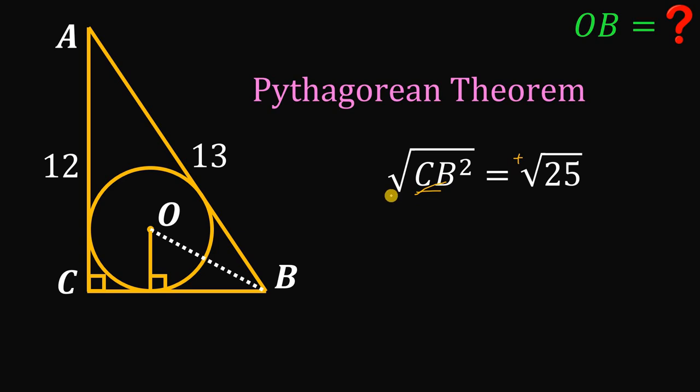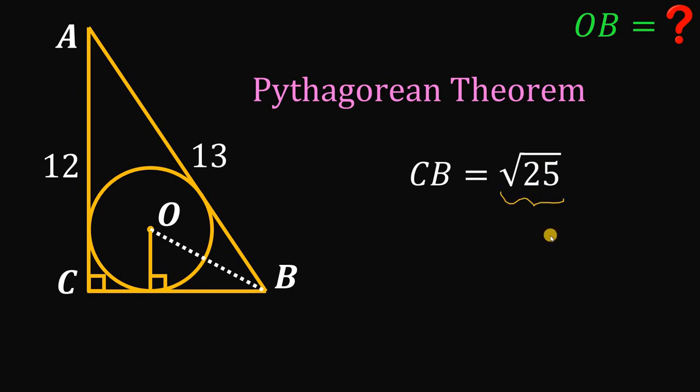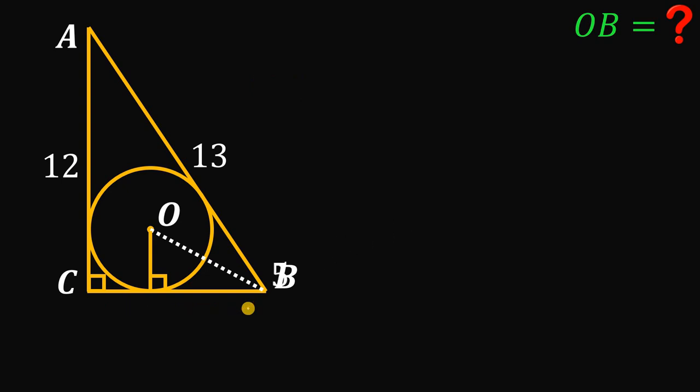On the left hand side of our equation, we have CB, and on the right hand side, we have square root of 25. And we know square root of 25 is equal to 5. Therefore, the length of this side CB or BC is equal to 5 units. Now, we know this segment right over here must be the radius of the circle O. So, let's call this R.